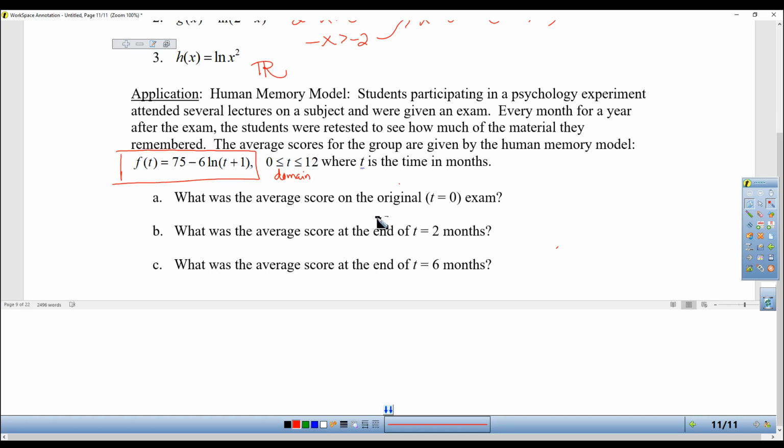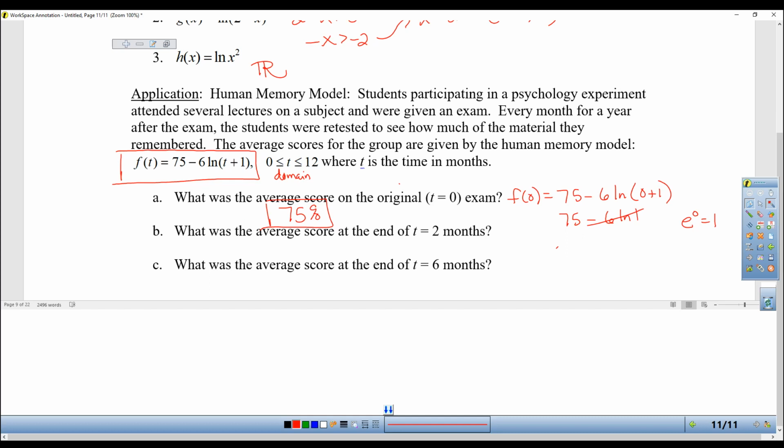What is the average score on the original exam? So they learned something, they took an exam, so at the beginning. So we're going to put in a 0. 75 minus 6 ln of 0 plus 1. 75 minus 6 natural log of 1. Now, do you remember? Natural log of 1 is 0 because e to the something made 1. That something must have been 0. So this is 0. So it's just 75. So the average score was a 75%.